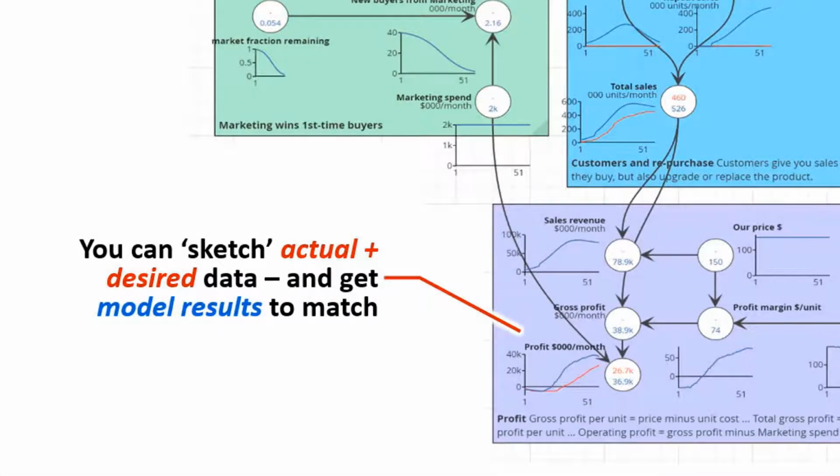In cases where you've got actual history, you can put actual history values into there. And what you're trying to do is get the model, the blue results in these charts, to match the actual or desired data, the red results. If you don't get it to match, then the model's wrong, or you can't achieve what you were hoping to achieve in the way you thought you could do it.